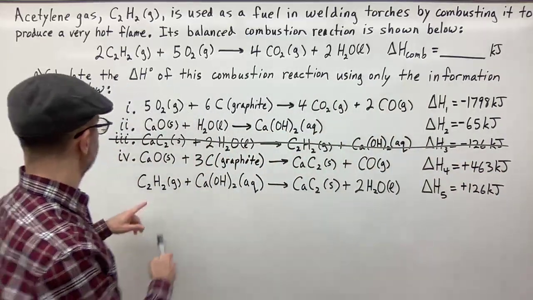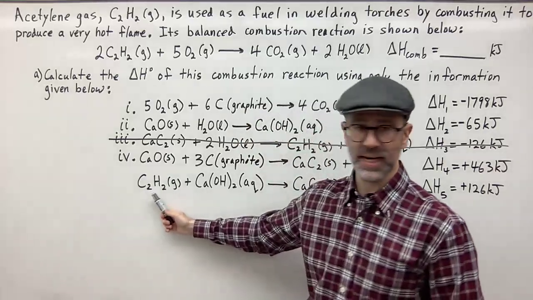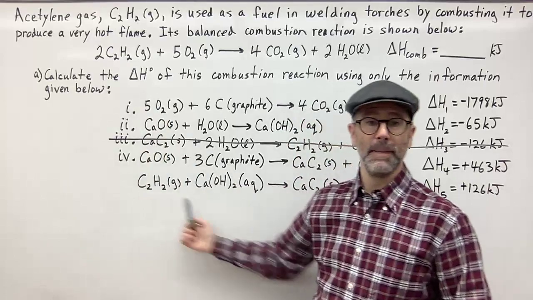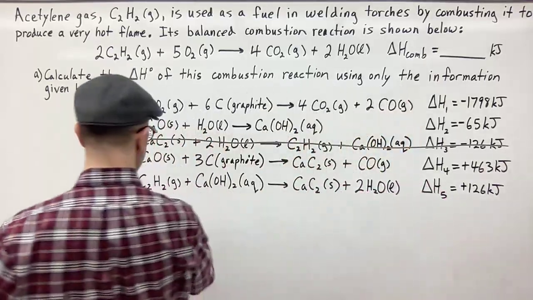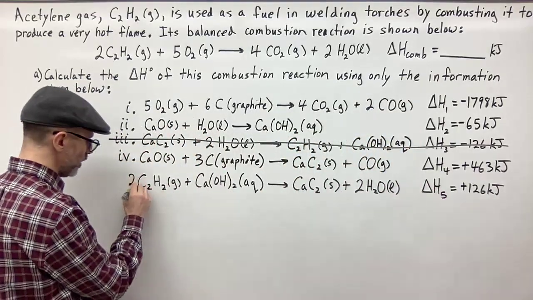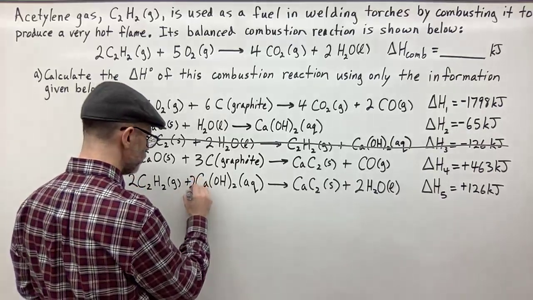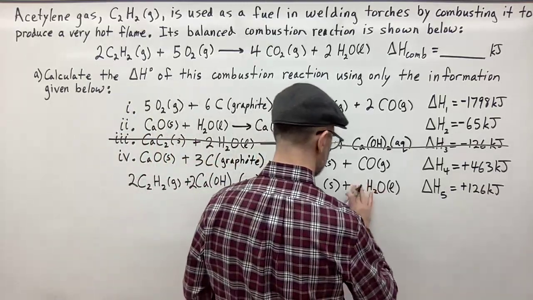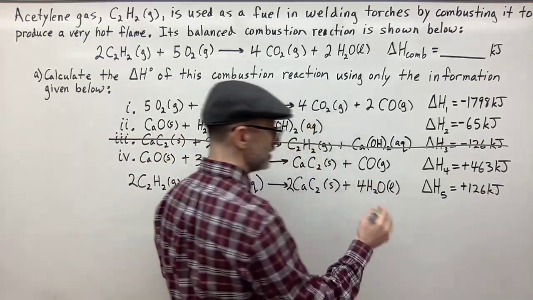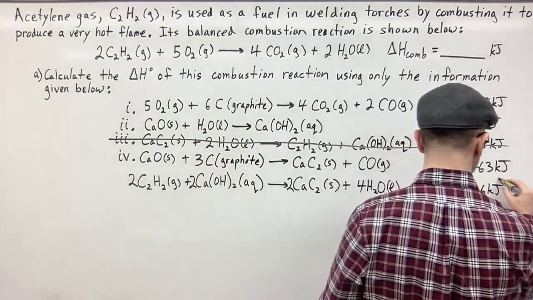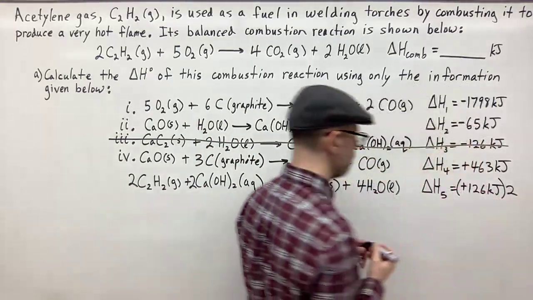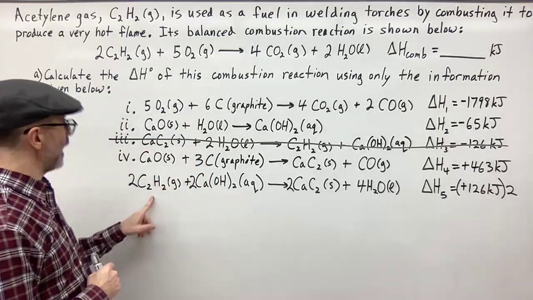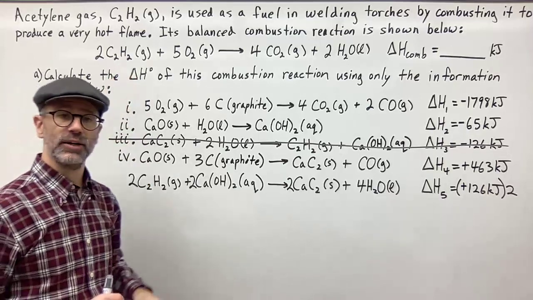Now notice here that I have 1 mole of the acetylene, but I need 2 moles of acetylene. So I'm going to multiply this equation by 2. 1 times 2 is 2, and 1 times 2 is 2, and 2 times 2 is 4, which means I'm also going to have to multiply the delta H by 2. So that's multiplied by 2. Now I've got 2 moles of acetylene that matches the 2 moles in my target reaction.